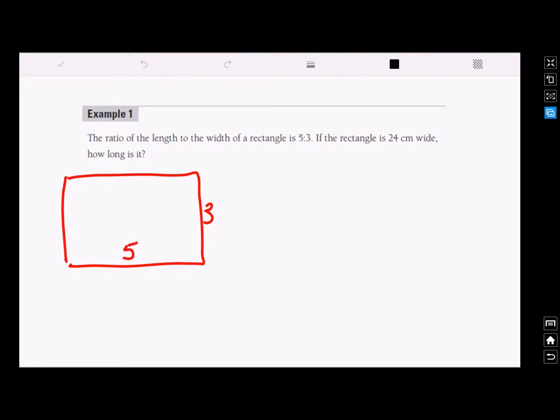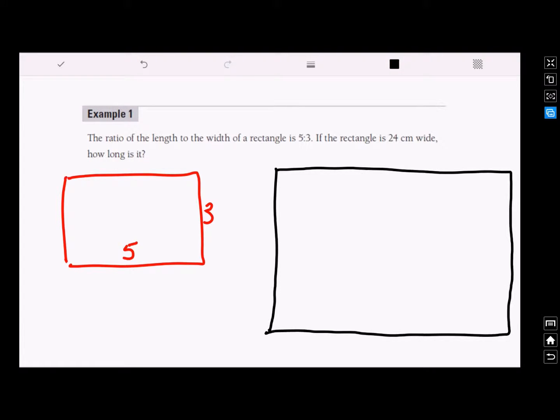So let's say this rectangle is 24 centimeters wide. So obviously this is not 24 centimeters wide, but I'm limited by the space on the screen. So we'll just say the following. Let's say this is 24, and we want to know how long it is. How long is this side? Well, because the black rectangle is the same as the red rectangle as far as ratio of length to width, we can say the following: the 5 to 3 ratio.